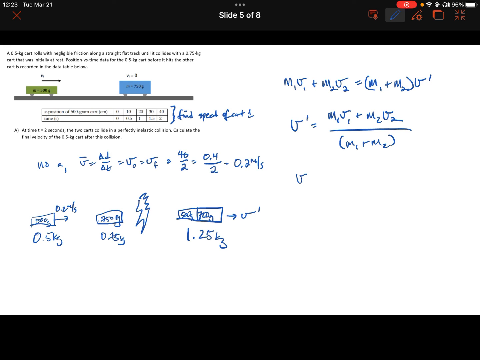So our final velocity, this is 0 because it's not moving. The larger cart's not moving before the collision. So this is going to be 0.5 times 0.2 divided by 1.25.